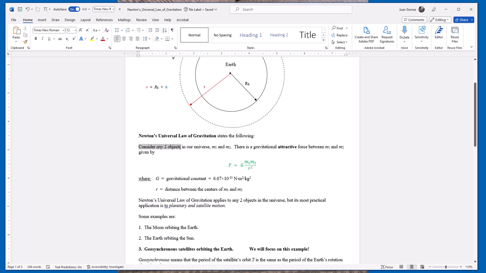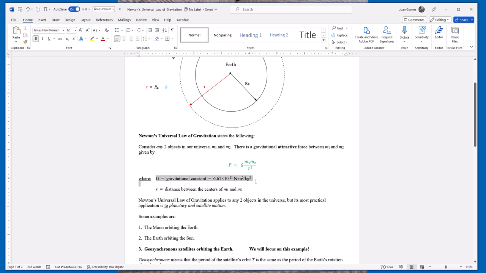Consider any two objects in our universe. Call them M1 and M2. Well, there's this gravitational attractive force, meaning this pulling force, between M1 and M2, given by F is equal to G M1 M2 over R squared. Well, large G is the gravitational constant.